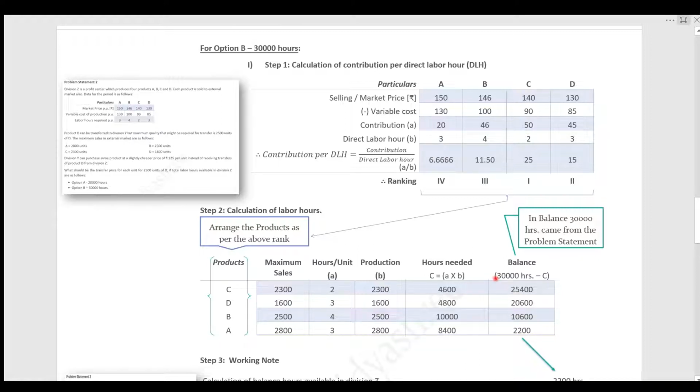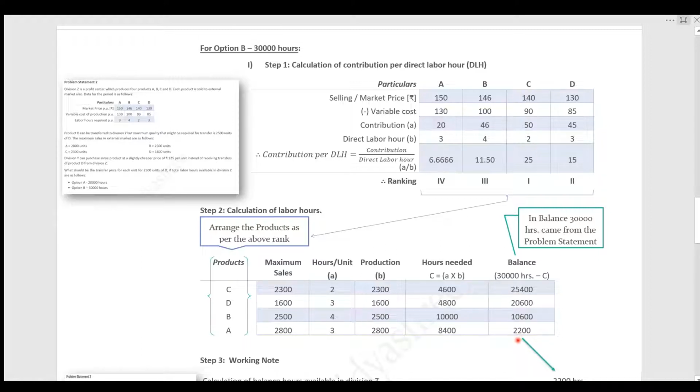Well, let's see from the last column. The balance is 30,000 hours which is left out under division Z. In this 30,000 hours, division Z is using 4,600 hours to produce the product C. 30,000 minus 4,600, you get 25,400. Then to produce D, it is using 4,800. So 25,400 minus 4,800, you get 20,600. Same like 20,600 minus this, you get 10,600. 10,600 minus 8,400. So here, observe very carefully. Here we have the left out remaining hours, that is 2,200.